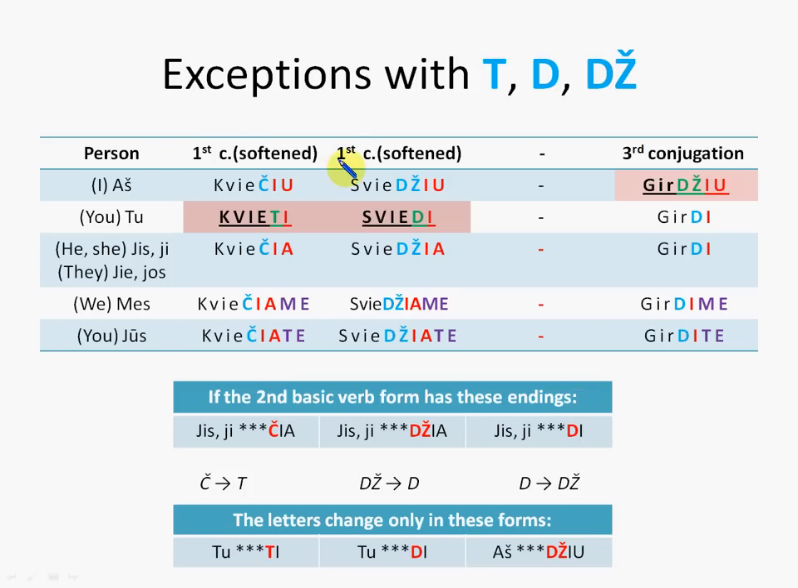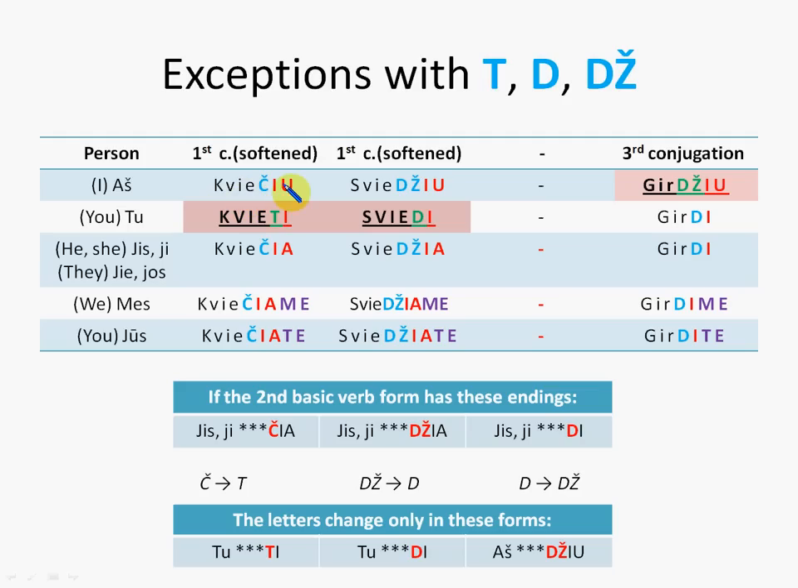The first conjugation has some exceptions. If the second basic verb form has the ending čia, if the basic verb form has či before the ending, everything is conjugated normally. The č remains in all the forms except in the form tu, you. The č changes to t. And let's read the example.